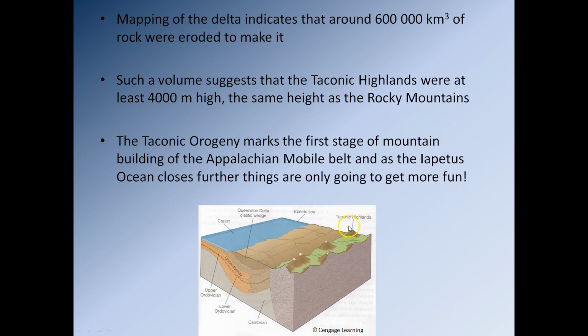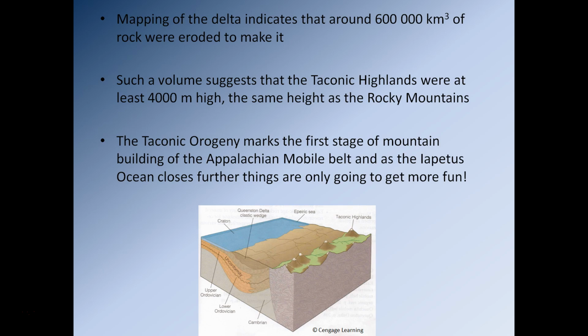And what we see is, so these are the Tectonic Highlands here. The Queenston Delta essentially forms a sequence of sediments that are the thickest closest to the highlands, and the layers of sediment get slightly thinner as you move towards the west. So that's why it has this distinctive wedge shape. Mapping of the delta indicates that around 600,000 cubic kilometers of rock were eroded to make it. And such a volume suggests that the Tectonic Highlands were at least 4,000 meters high, which puts them about the same height as the Rocky Mountains. So they were a pretty substantial mountain range.